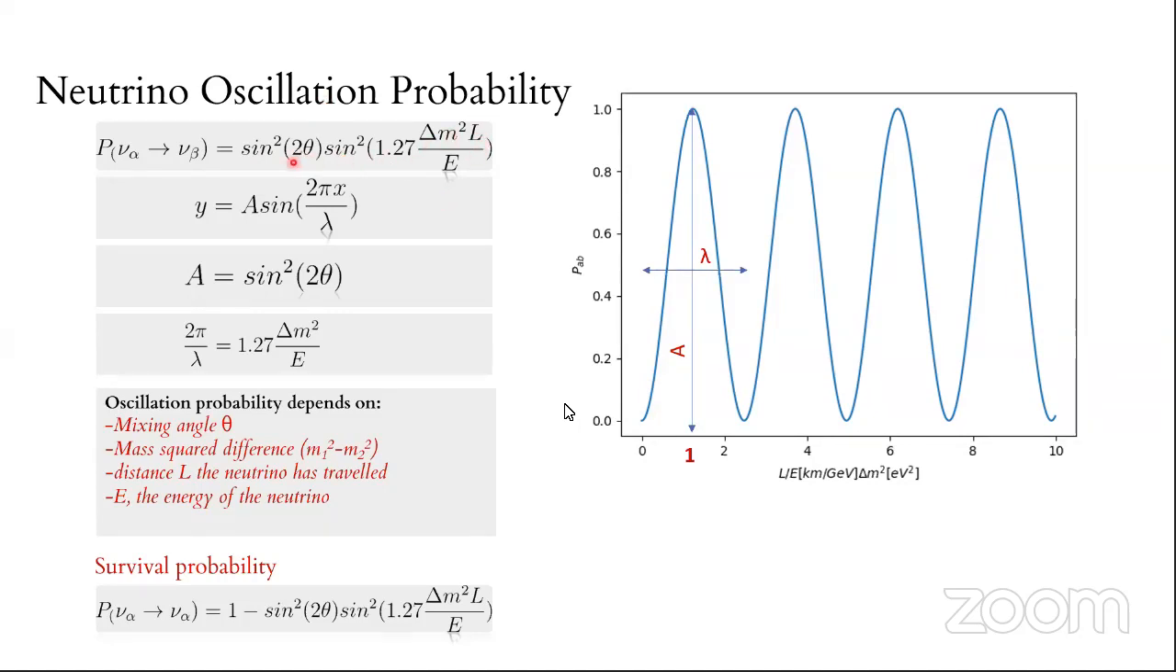Now this theta is called the mixing angle. And delta m squared is called the mass squared difference. Now, if the mixing angle is zero, then the entire expression will be zero. So that means that if theta is zero, there will be no oscillation at all. Similarly, if delta m squared is zero, then the oscillation probability is zero. Therefore, for a neutrino to oscillate, two things must be satisfied.